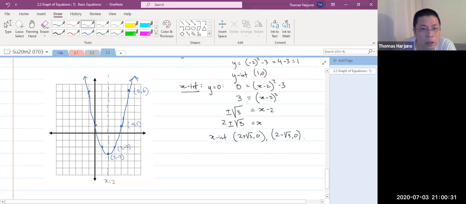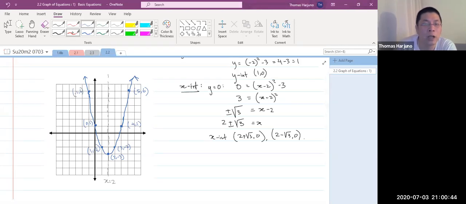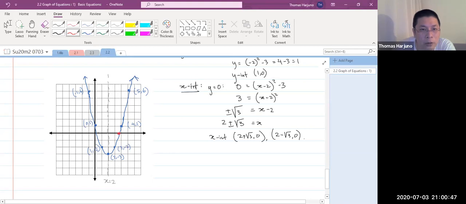This is (1, -2). This is our y-intercept, remember, (0, 1). Okay, (-1, 6). How about our x-intercepts? Our x-intercepts are here. This is the positive branch, and this is our negative branch. Again, you need to write the coordinates and the position on the graph if you don't have the graphing paper.